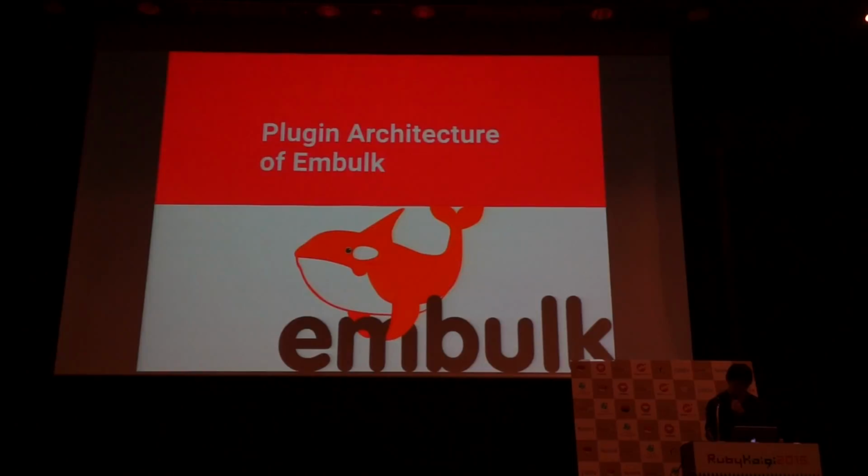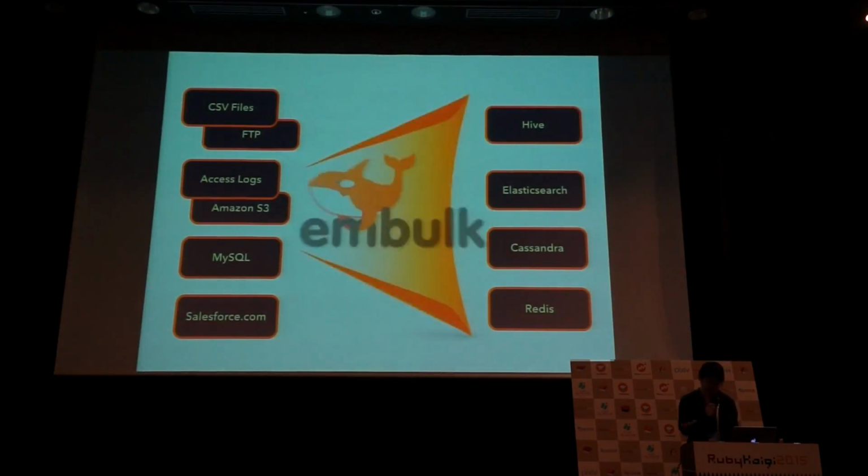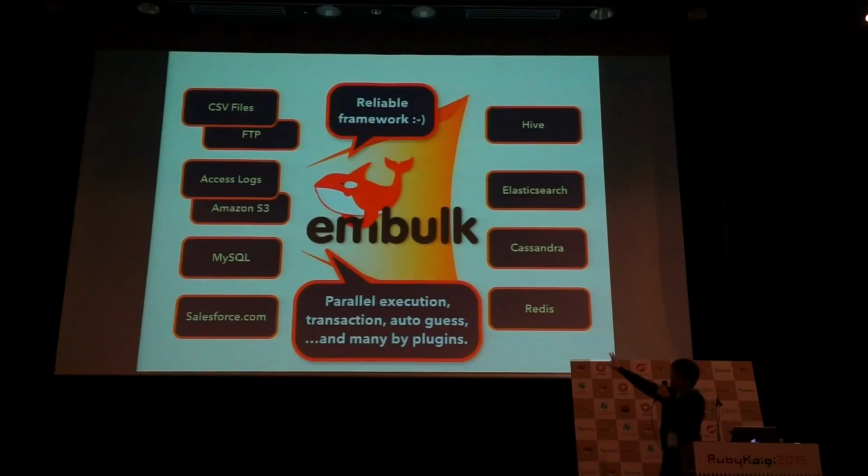Okay, so this is another project called Embulk. Let's talk about this. Embulk is an open source bulk data loader written in Java and Ruby. Fluentd is designed for streaming data collection; Embulk is for batch. This architecture is very similar to Fluentd because you have inputs and outputs, but the only difference is that Embulk is designed for bulk operation, batch operation. Okay, let's see a demo.